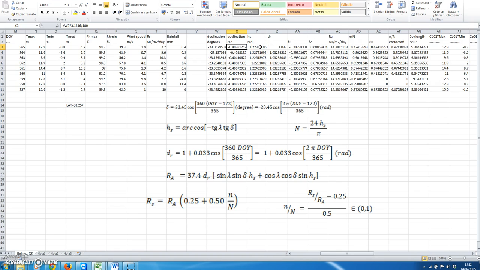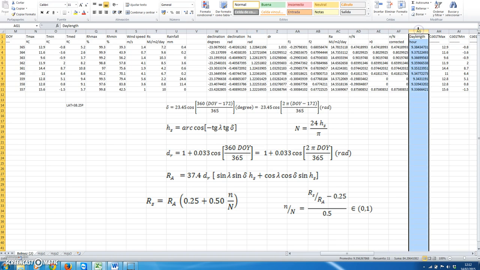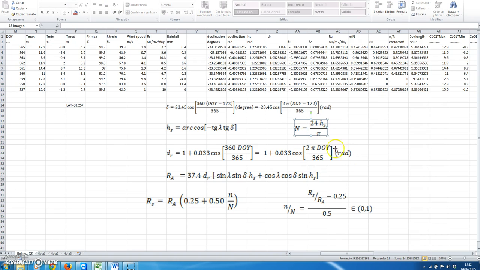Now that we have the variable HS, we can directly calculate the day length, which is this column. Applying this equation, multiplying HS by 24 and dividing by pi, we get the day length in hours. We see that in December in Belmes we have day lengths of around 9 hours.